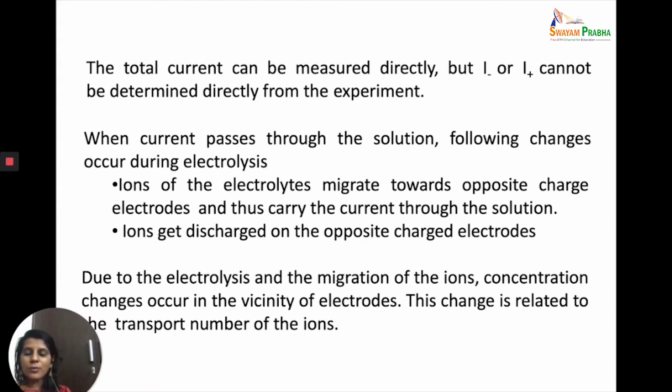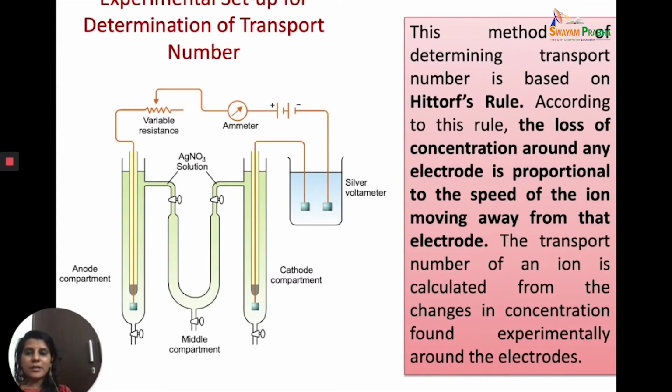So what are we saying? That because the electrolysis is taking place and the migration of the ions is taking place, there will be concentration changes taking place at the electrodes. And this change is related to the transport number of the ions. So let's look at the method.